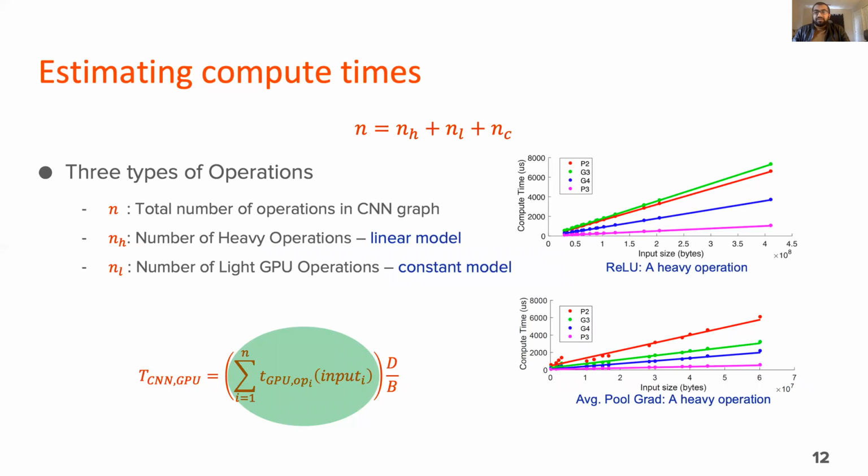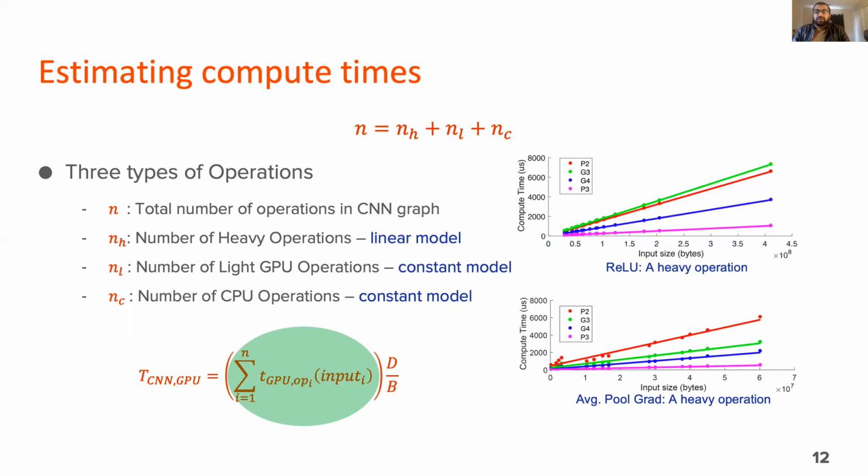Almost all the light GPU operations take a similar amount of time on average, but since compute times of these operations are very low, they usually have high variance in compute time, so a constant median-based model is used for light GPU operations. A similar but separate model is used for modeling CPU operations. One thing to note here is that this model does not take into account any communication overheads and hence only works for single GPU training.